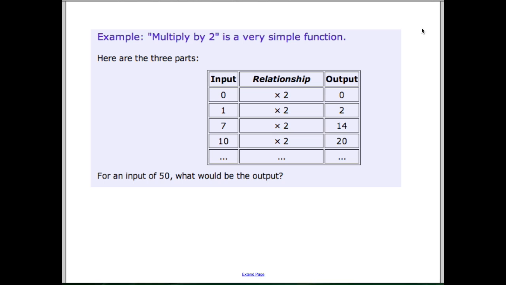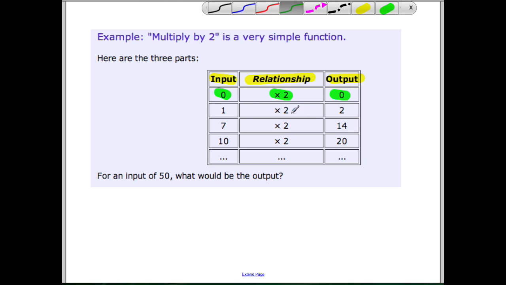To help this make a little more sense, let's look at an example. An example, multiply by 2, is a very simple function, which you've had practice with. There are three parts. We see that there's the input, the relationship, and the output. If we look at this, we can see that if an input is 0, our relationship is times 2, we're going to get 0 because we take our input times the relationship to get the output. So 0 times 2 equals 0.